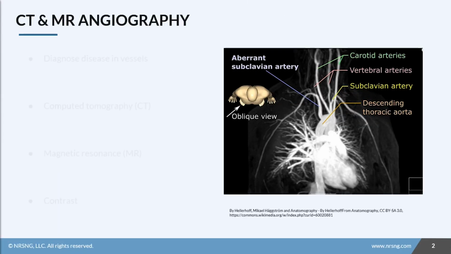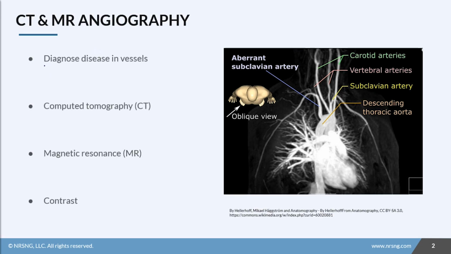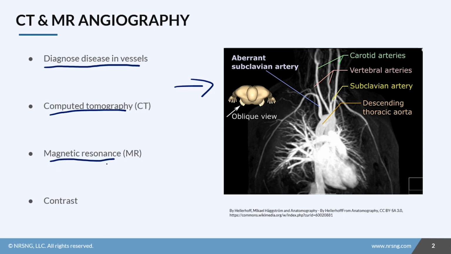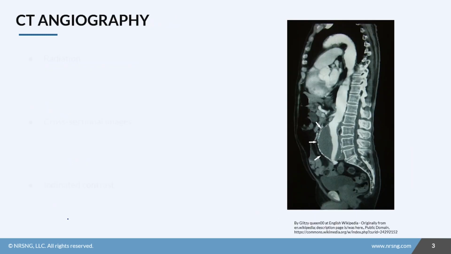Guys, welcome to the lesson on CT and MR angiography. So CT and MR angiography are used to diagnose disease in vessels of the body, like in this MRI picture here. CT is computed tomography and MR is magnetic resonance. These two tests both use a type of contrast and are similar in results, but use different mechanisms to produce the pictures. Let's explore the difference.